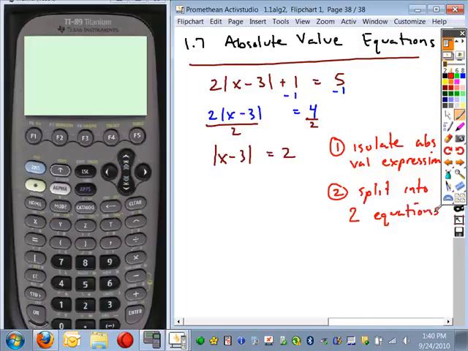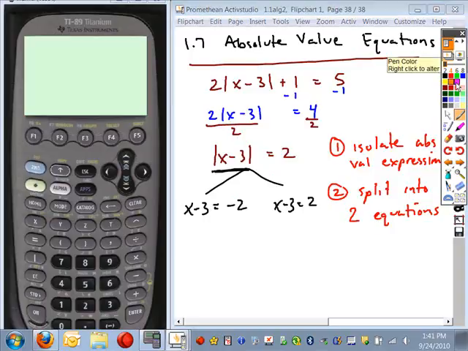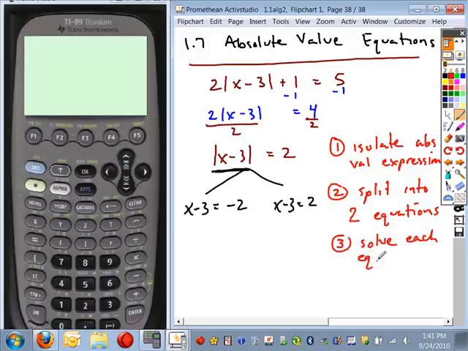Step 2, after you isolate that, you can now split it. You're going to split it into 2 equations. Each one is going to begin with the same expression. So you're going to take the expression inside absolute values, and that's going to be the beginning of each of your equations. And then you're going to copy down exactly what you were given and the opposite of what you were given, and those are the 2 equations that you're going to set that expression equal to. Your final step then would be to solve each equation independently.